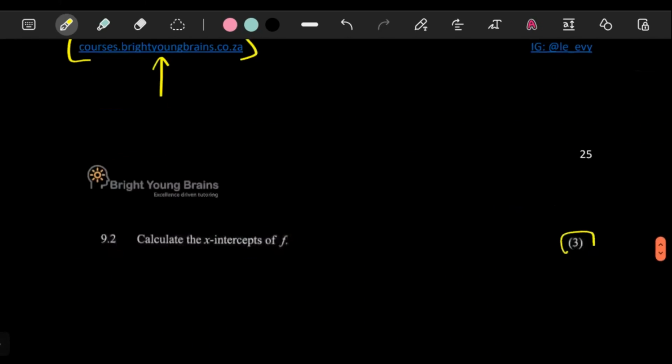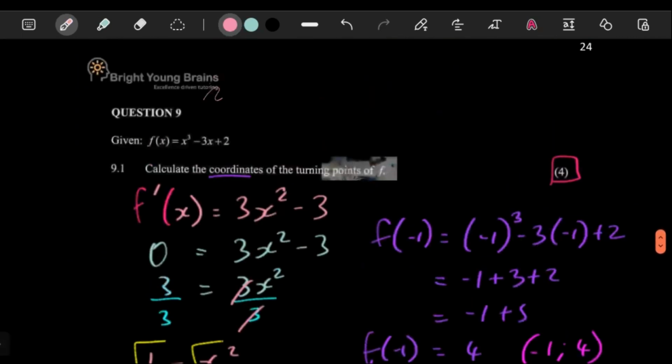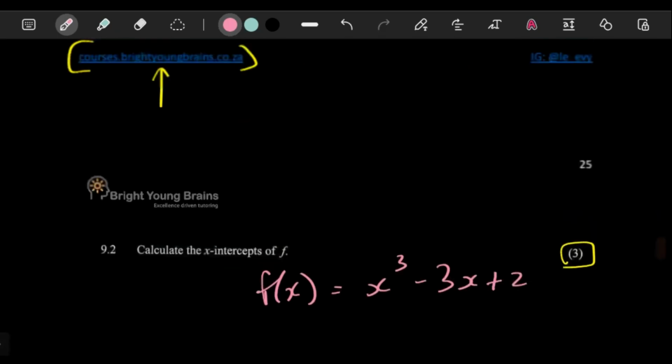So here for 3 marks, they said calculate the x-intercept of f. Fortunately, calculating the x-intercepts needs you to be able to use long division. f of x is equal to x cubed minus 3x and then plus 2. This is the equation, right?